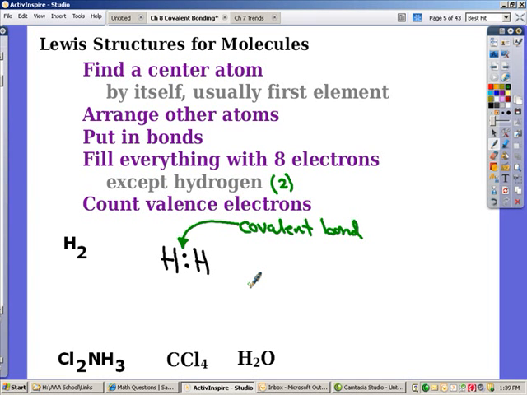Hydrogen, its nearest noble gas neighbor, is helium, which only has 2 electrons. It's at the first energy level, so it only has an s orbital to work with, and that's why it only has 2 electrons. Everything else that we're going to work with is going to have 8.